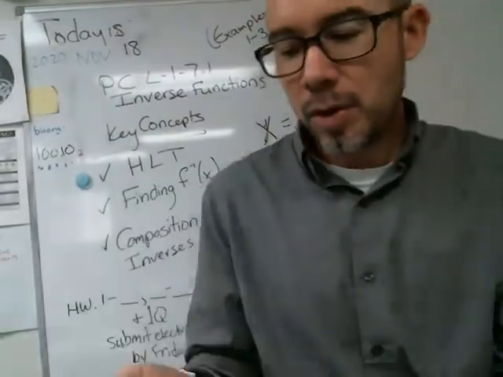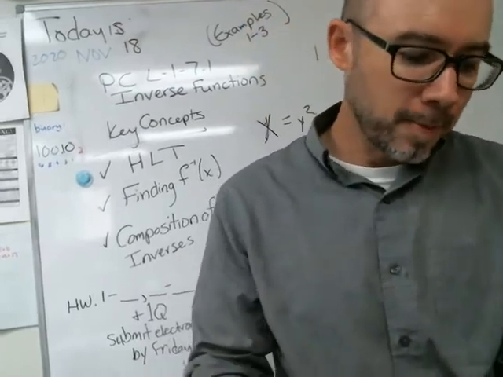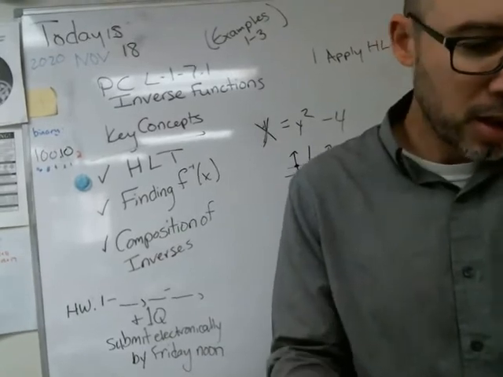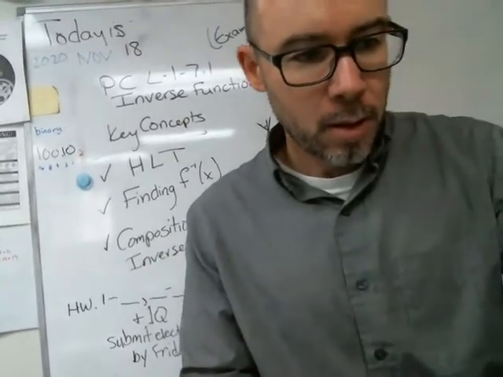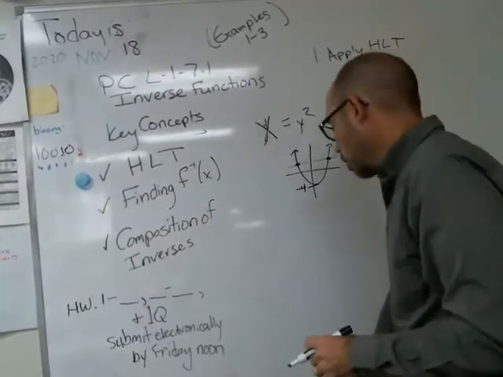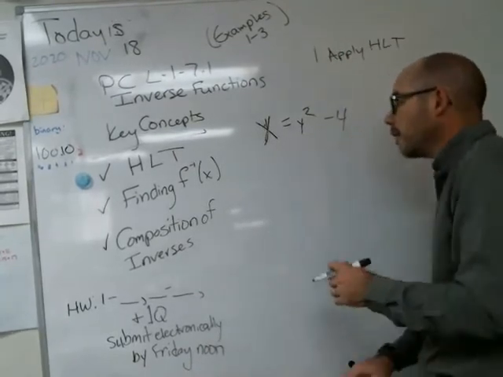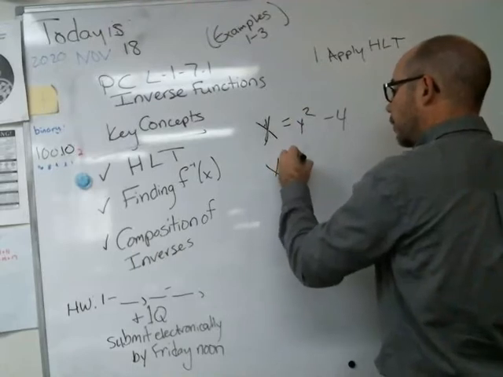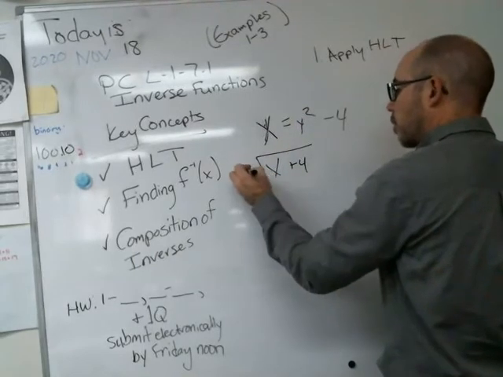Okay. Now, if you try that on your calculator, if you want to take the equation x equals y squared minus 4 and make it so that your calculator will graph it, you're going to have to go x plus 4 and then take the square root.